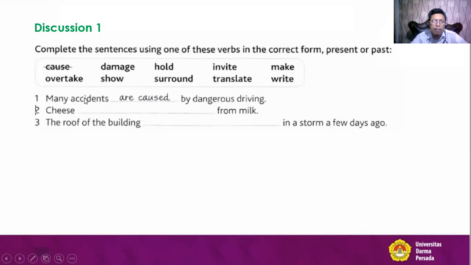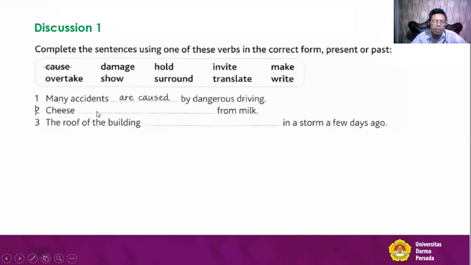We have many accidents, that is a plural subject, and because we need a passive, we think about the combination of to be and then participle. To be and participle. Remember that. And then we use the word cause, because this is the most related to many accidents. So the sentence becomes many accidents are caused by dangerous driving.